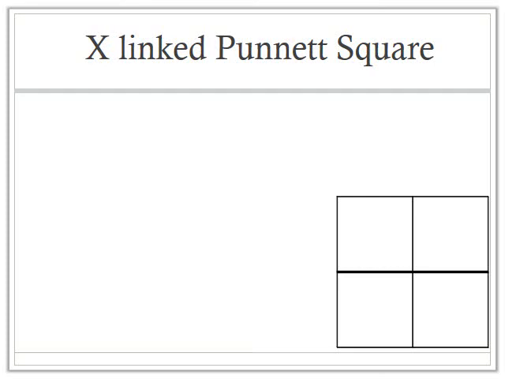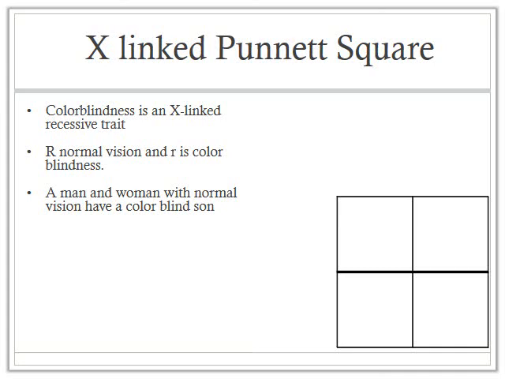We're going to perform a Punnett square with the X-linked trait of color blindness. Color blindness is an X-linked recessive trait. Big R is normal vision, and little r is color blindness. So in this situation, a man and a woman with normal vision have a colorblind son. What is the genotype of both of the parents? Again, you might be able to work this out really quickly in your head, but I'm going to do it on the Punnett square.